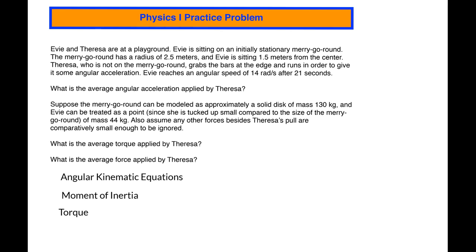What is the average angular acceleration applied by Teresa? Suppose the merry-go-round can be modeled as approximately a solid disk of mass 130 kilograms, and Evie can be treated as a point, since she's tucked up small compared to the size of the merry-go-round, of mass 44 kilograms. Also assume any other forces besides Teresa's pull are comparatively small enough to be ignored. What is the average torque applied by Teresa, and what is the average force applied by Teresa?